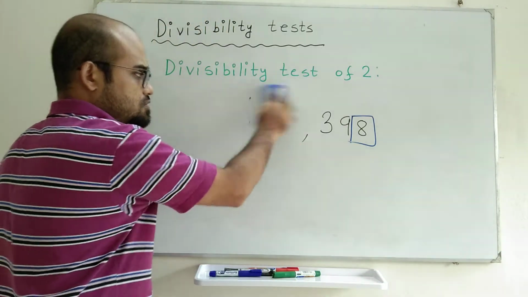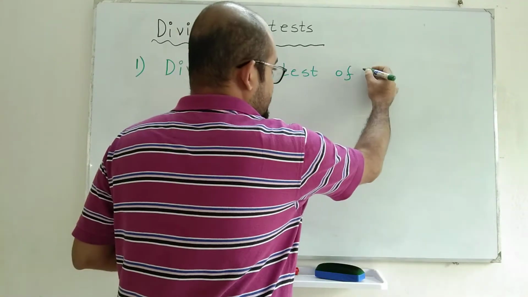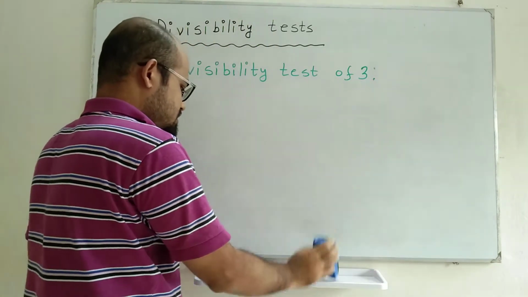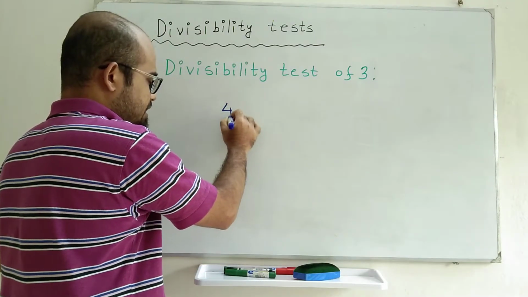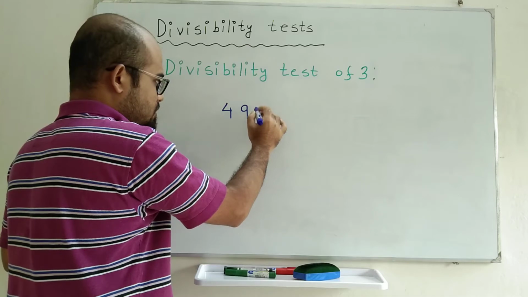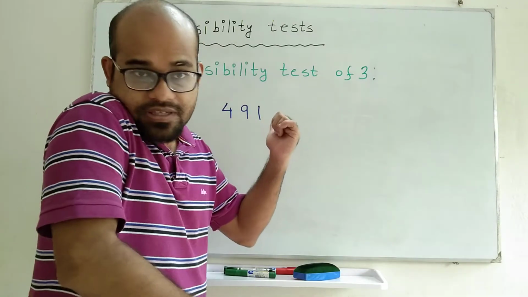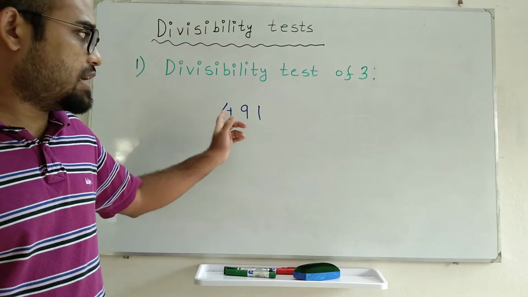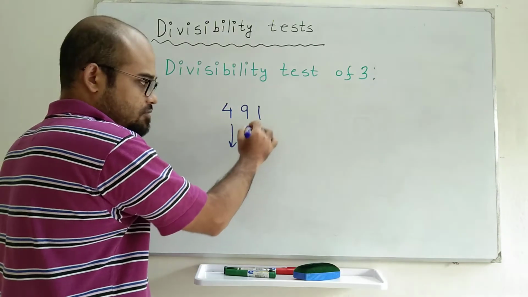After the number 2, the number whose divisibility we will be testing is 3. Now, divisibility by 3 is a bit complicated. Let us take the help of an example. Let us suppose I have a number 491. How can I say that 491 is divisible by 3? Well, for that we will have to take the sum of its digits.